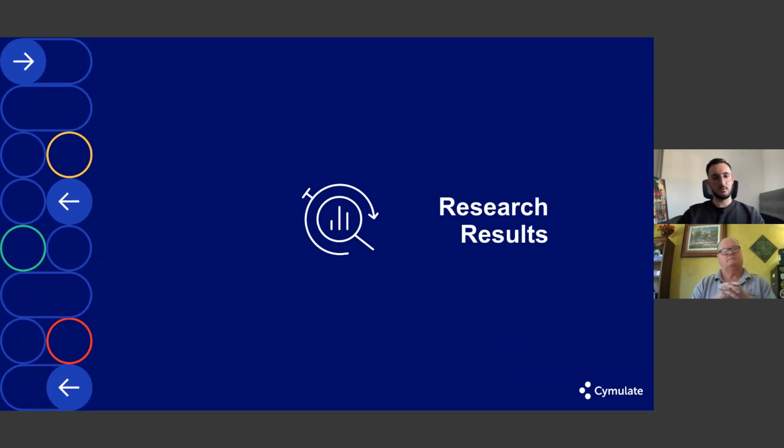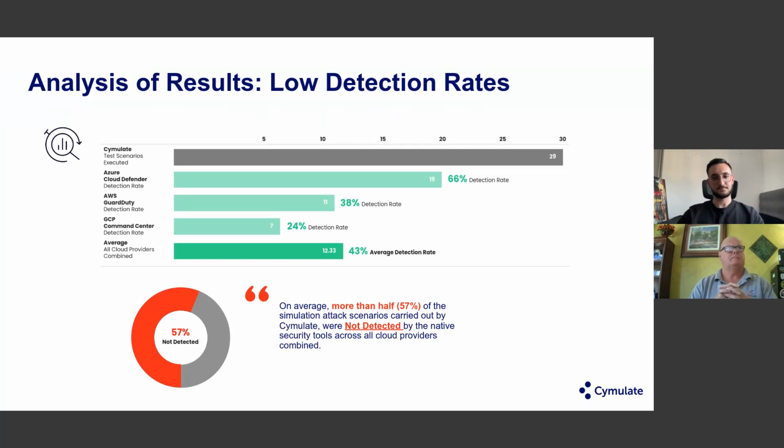So let's take a look at the research results. So we tested 29 attacks, as I said, from which Azure detected 66%, and AWS detected 38%, and GCP detected 24%. The average detection rate was 24%. So out of our 29 attacks, 57 were not detected. We should also point out that we created the Kubernetes environment, like Paul said, with the default configuration. We didn't change anything, and it was just the default configuration.